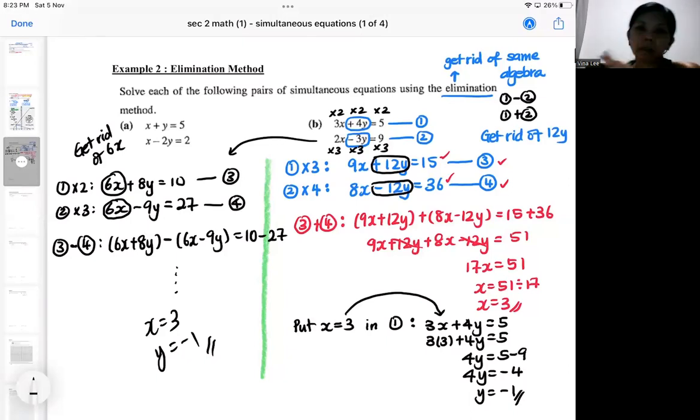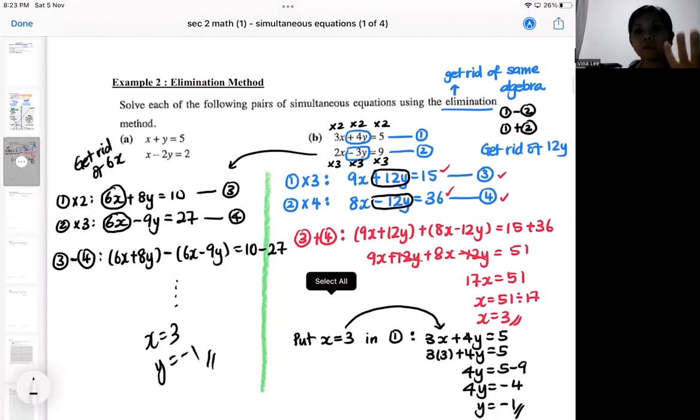Okay, so that is the elimination method. So elimination method rely on getting rid of same algebra. So you need to have same algebra to start with. If there's no same algebra to start with, you create the same algebra. So you get rid of it by adding the two equation or by subtracting the equation.